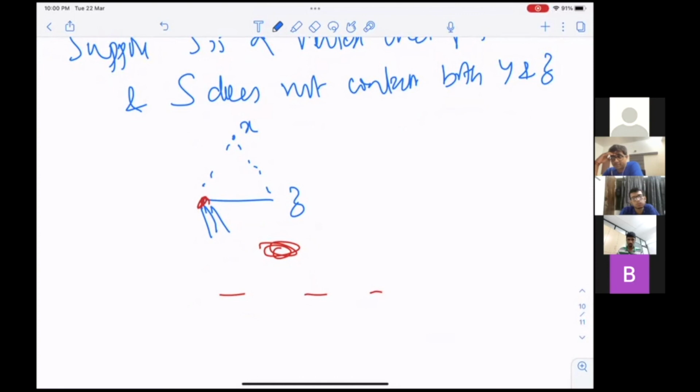Then S is not a vertex cover in the first place, right? Because of the edge YZ, we need to cover the edge YZ. Yeah, that's why you're covering this red edge, no? That is why you're covering the YZ edge with this red vertex, no?